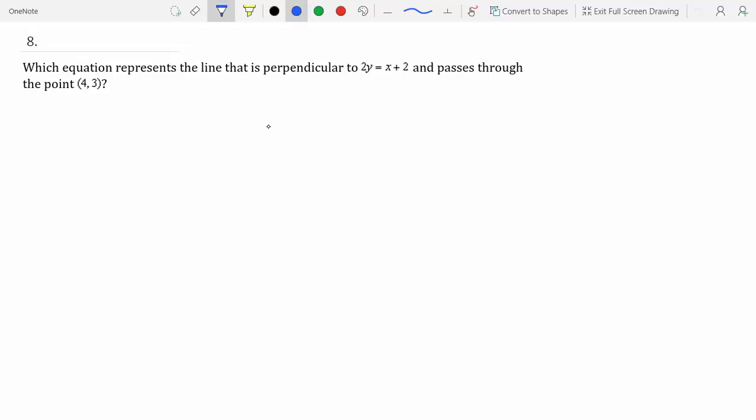Problem number 8 is a new set of problems where they want to know what's the equation of a line that represents something perpendicular to a given line. There's a given line, and that's not the only condition. Not only do you have to be perpendicular to that line, you have to pass through a point. You have to pass through that coordinate.